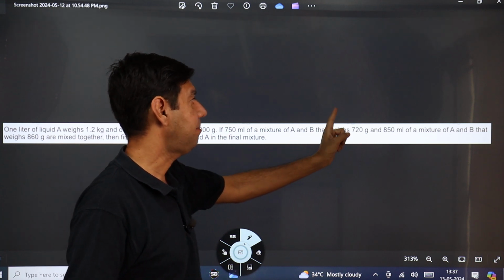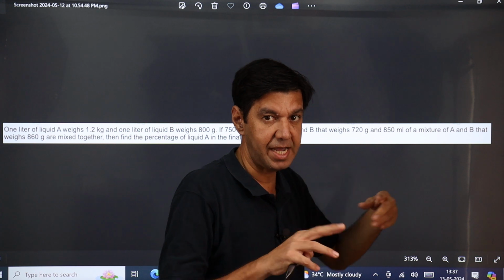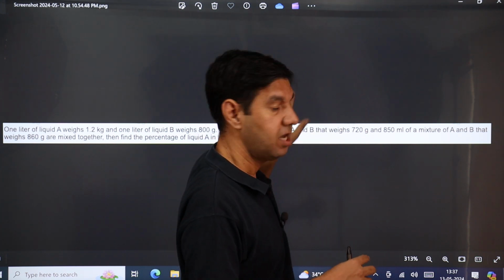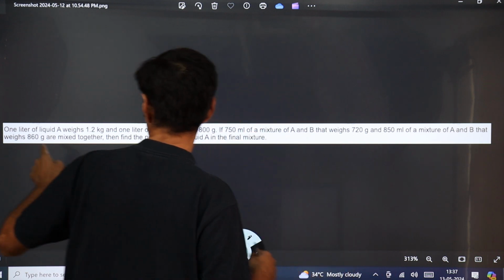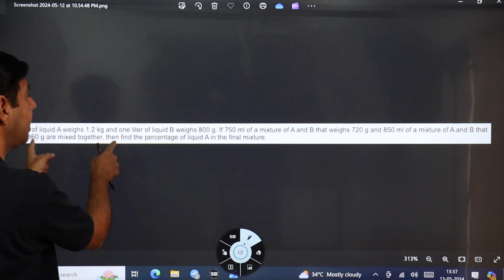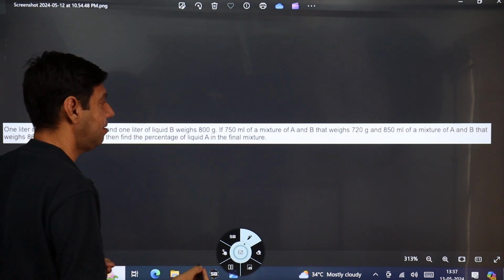If this mixture and 850 ml of a mixture of A and B again. So there's a mixture of A and B which is 750 ml. There's another one which is 850 ml, and the weights are also given. They are mixed together. Find the percentage of liquid A in the final mixture.